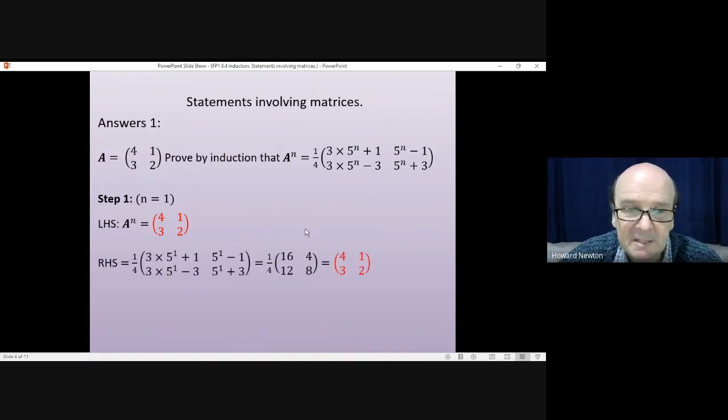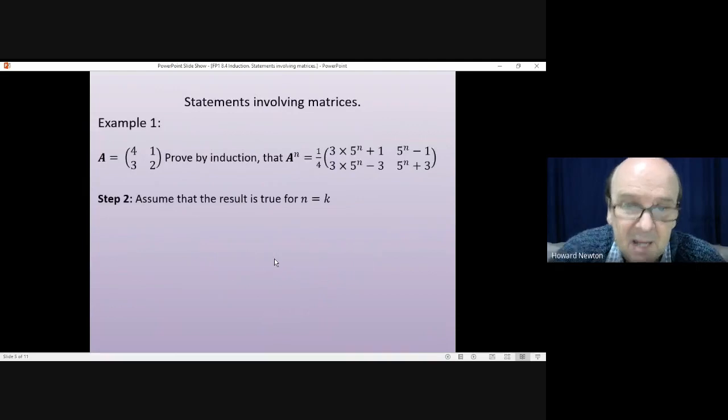The right-hand side will be a quarter, and then we'll substitute 1 in for n, placing 1 in for n everywhere. That simplifies to a quarter of 16, 4, 12, 8. All of those can be divided by 4, which gives us A, which is the same thing as we had on the left-hand side. So we've proved that this statement does work if n equals 1.